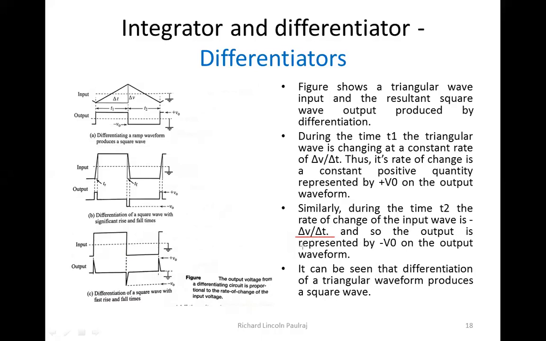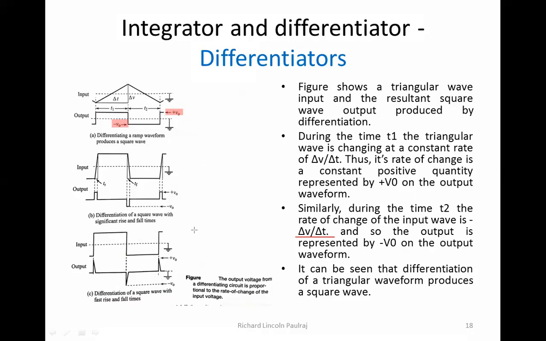And so the output is represented by minus V0. So here you can see that we have minus V0, isn't it? So this minus V0 is again going to reach this level. Okay, fine. So it can be seen that the differentiation of a triangular waveform produces what kind of wave? Square wave. So triangular wave you give as an input, and like magic, you get an output in the form of square wave, right? So all this is because of the charging, the way that the value changes from one point to another.